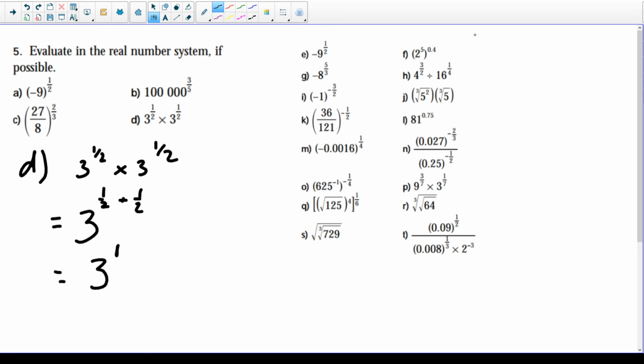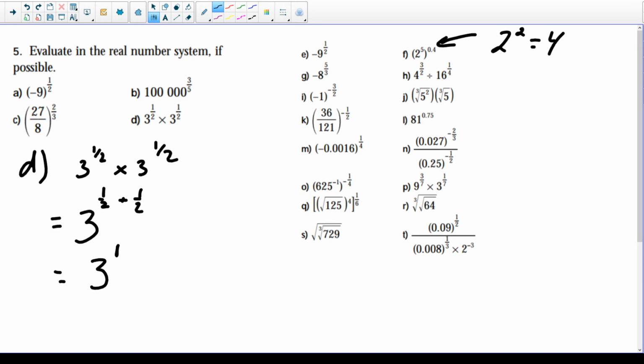Take a look at f up here. What's the rule when you have a power of power? Powers of powers multiply, right? So you'd have 5 times 0.4. What's 5 times 0.4? Well, what's 5 times 4? 5 times 4 is 20. So what's 5 times 0.4? Okay?